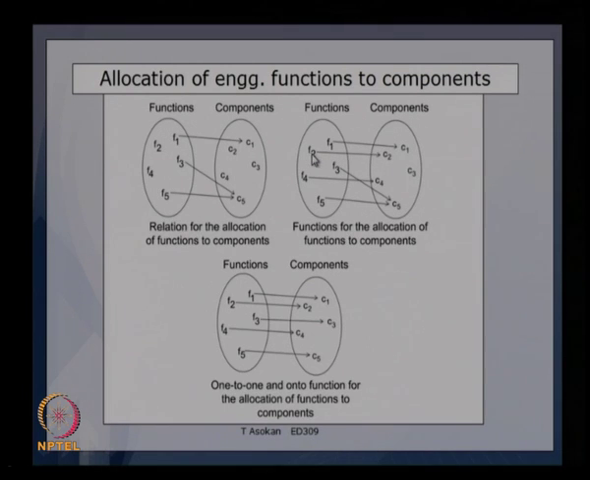Suppose F2 is mapped to C2 and C3. That means these two components can do the function F2. This is also a problem, because we do not know how to aggregate this function between these two components. That may create a problem at a later stage. So, the best way is to do a one-to-one and onto function for allocation. We will develop a function which maps all the functions to components on a one-to-one and onto basis, that is, only one component to one function. In this way we can ensure that all the functions are mapped to components and all the components have definite functions identified.